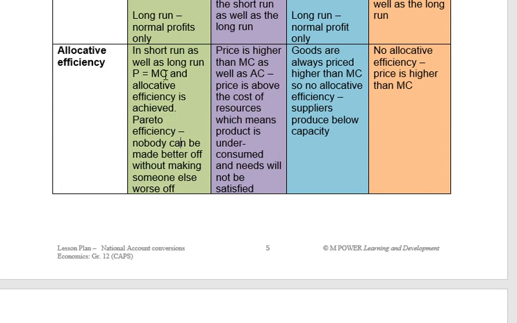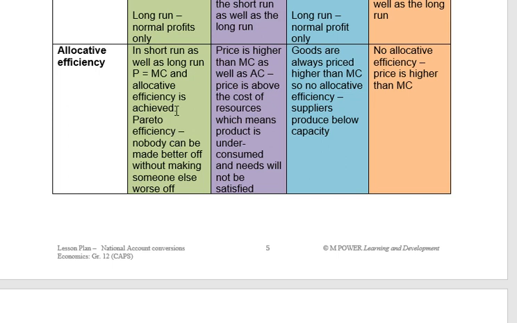Okay, now how we see whether a market is allocatively efficient or not. Okay, remember allocative efficiency, when you were in grade 10, you spoke about allocative efficiency and productive efficiency in terms of the production possibilities curve. Okay, we are still going to link it to that, okay, but we're going to look at it from a different perspective as well.